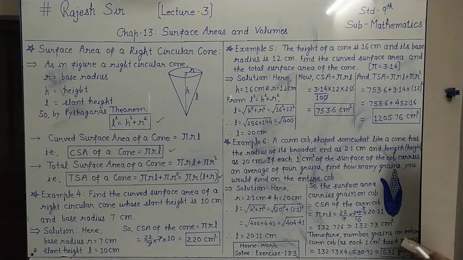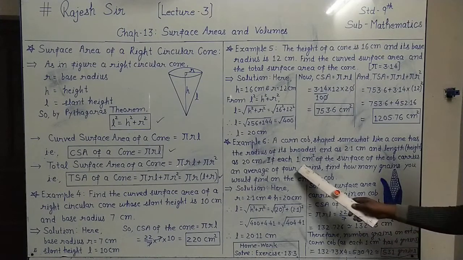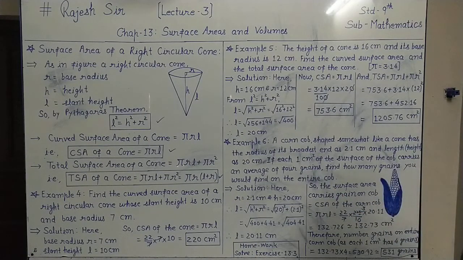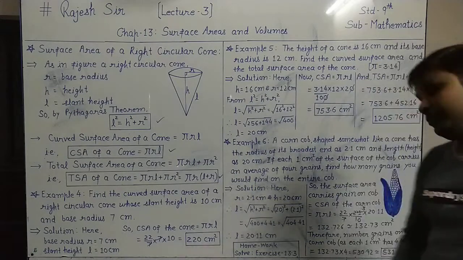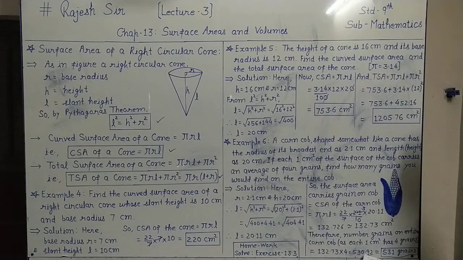Now therefore, the number of grains on the entire cone we want to find out. As each 1 centimeter square has 4 grains, it is given. At 1 centimeter square area, 4 grains are there. So the total area is 132.73. On that, how many grains will be? So we have to multiply by 4. When you multiply 132.73 by 4, we get 530.92. Because we want to find out the number of grains, and the number of grains will not be in decimal form.